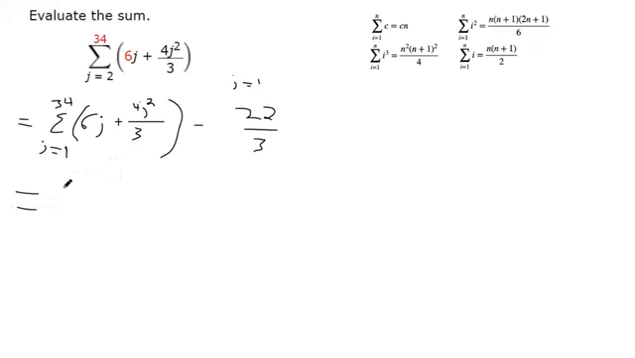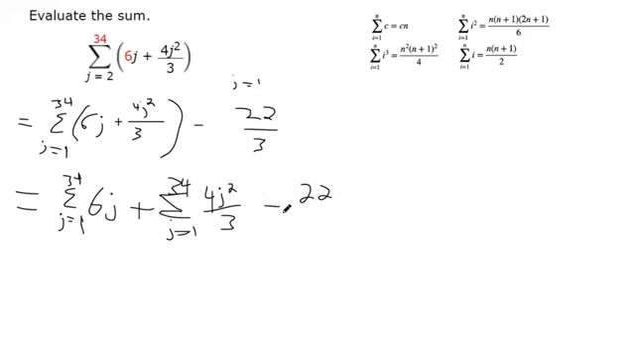And now the summation operator acts like a linear operator, which means it can break up to each separate term like this. Okay, that's much better. So I'm doing the sum from j equals 1 to 34 of 6j plus the sum from j equals 1 to 34 of 4j squared over 3, and that's still being subtracted by 22 over 3 at the end.